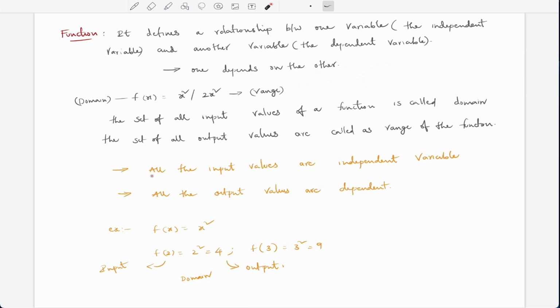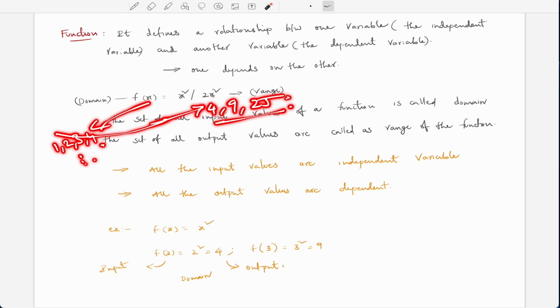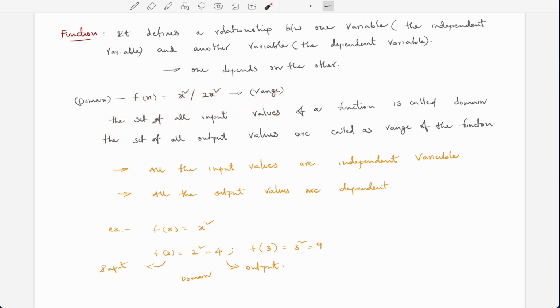So all the input values are independent. It may be 1 or 2 or 3 or 4, whatever it may be. But the output is based on this: if it is 2, then it will become 4; if it is 3, it will become 9; if it is 5, it will become 25, right? So it always depends upon these values, which are the input variables. So they are independent, and the output variables are dependent, right?